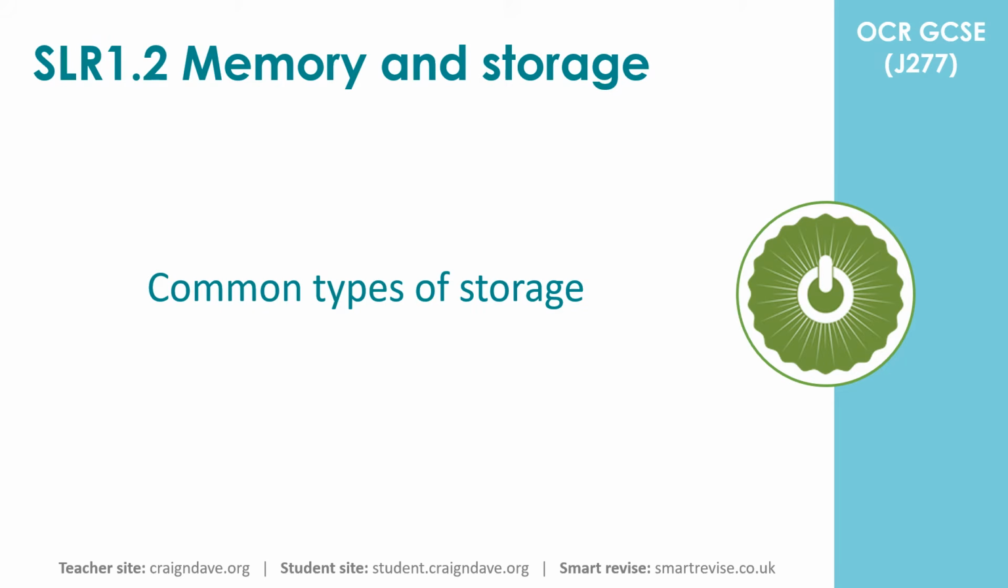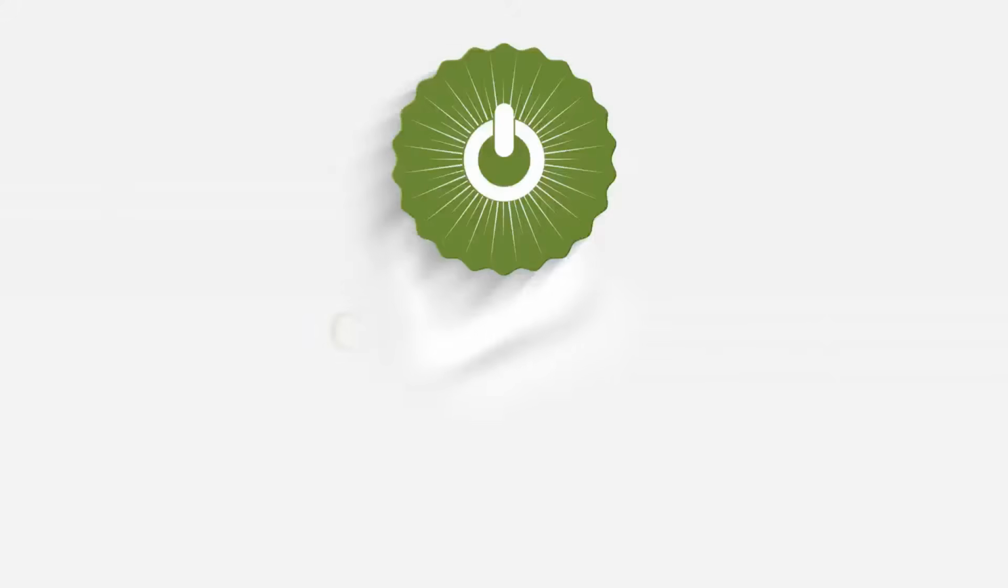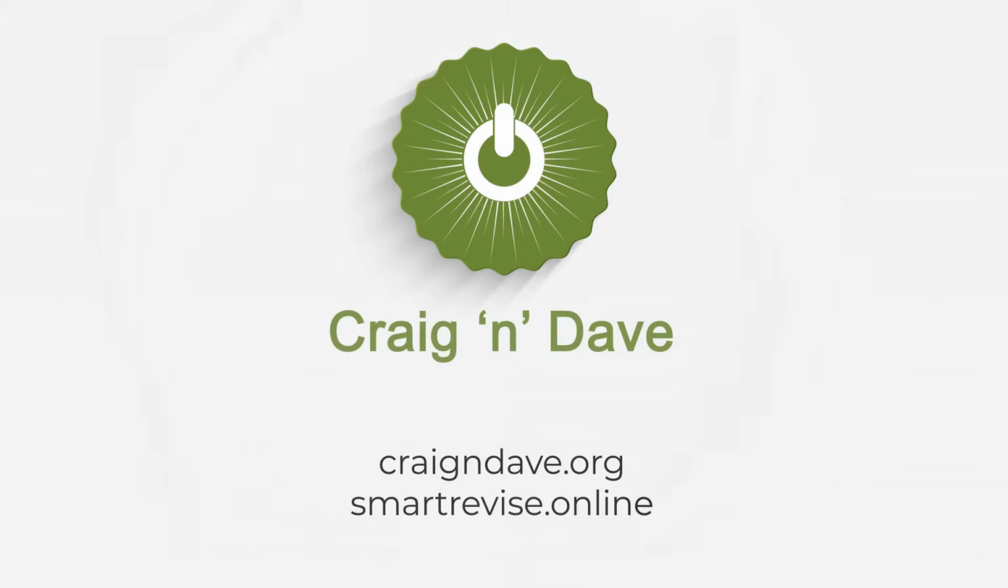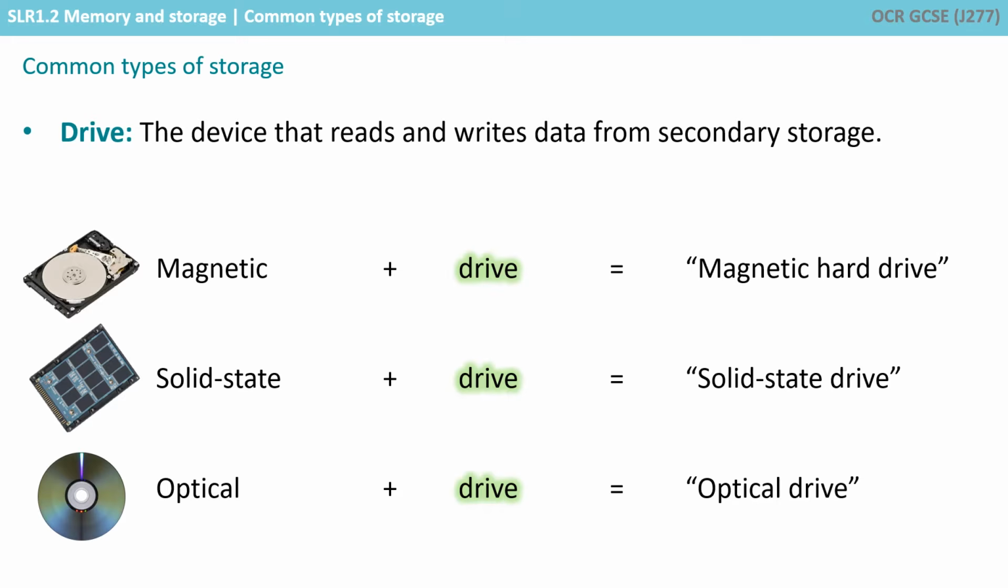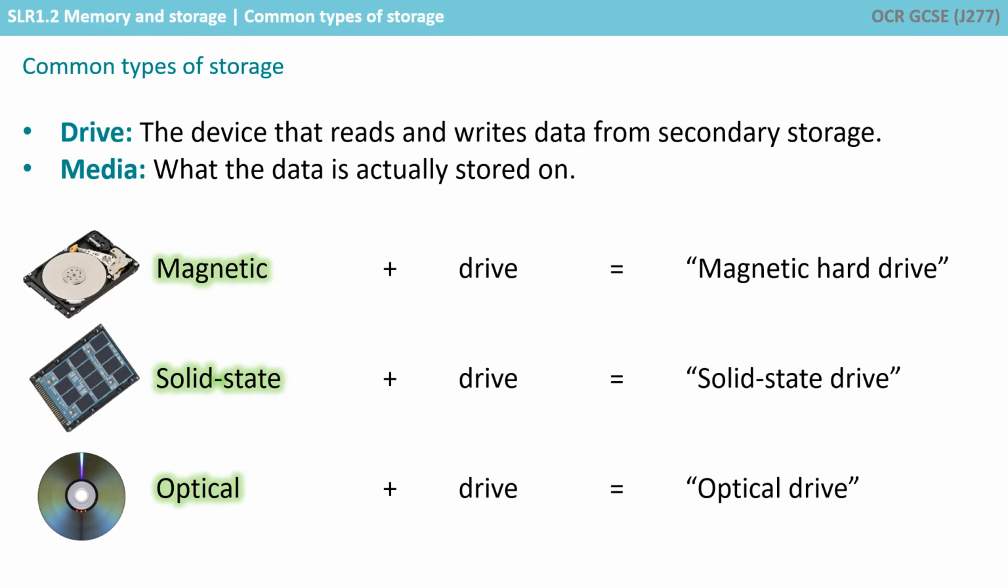In this video, we explore the three common types of storage: optical, magnetic, and solid state. The device that reads and writes data from secondary storage is generally referred to as the drive. What the data is actually stored on is referred to as the media.